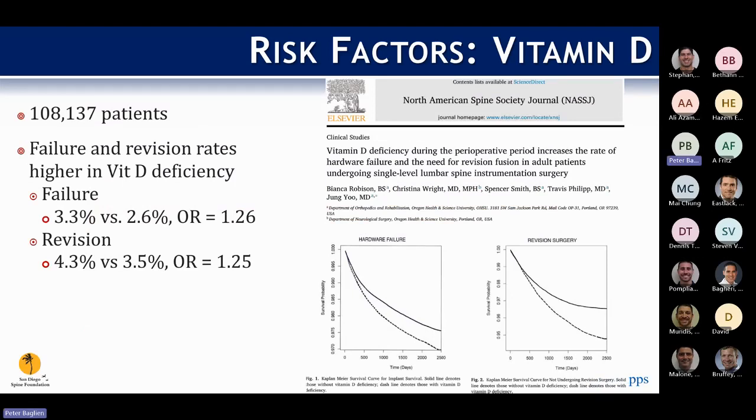So this was another paper looking at vitamin D deficiency and failure and revision rates. Rather than looking at pseudoarthrosis specifically, this paper looked at whether or not the patients needed revision for any reason. I do think it's notable to mention, but not exactly comparing apples to apples, that they found the failure rate in vitamin D deficient patients was 3.3 versus 2.6, and similar revision outcomes. They weren't able to isolate from this database study whether or not these patients were treated just for pseudoarthrosis versus other cause, but certainly I imagine that pseudoarthrosis would play a role in the revision surgery.